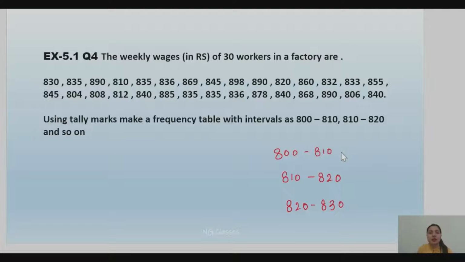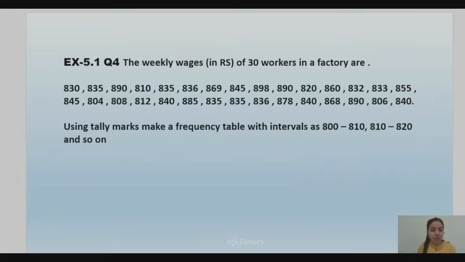Here, in the first interval, we will consider all the numbers starting from 800, 801, 802 till 809. We will not take 810 in this interval. We will take 810 in the next interval, 810 to 820. Here it will start from 810, 811 till 819. So while taking the numbers, we always consider the lower limit but not the upper limit. So let's solve it. When we collect the data, we will get something like this.